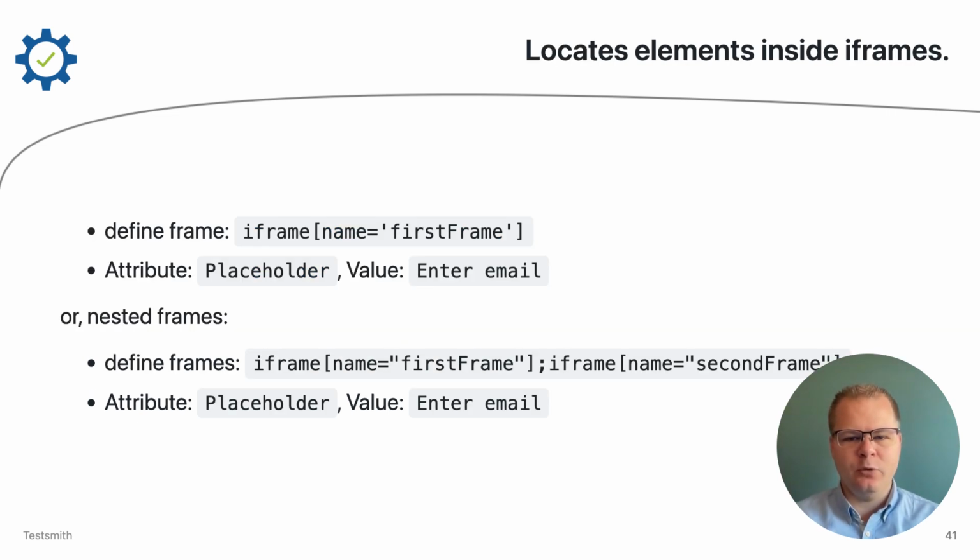Finally, let's talk about locating elements within frames or iFrames. First, you'll need to define the frame using INGenious Studio's frame specifier. For example, iFrame with the name firstFrame. Then we can just specify the attribute placeholder and value enter email. For nested frames, simply define multiple frames in order, like this: iFrame with the name first frame; iFrame with the name second frame. This ensures you can interact with elements inside deeply nested frames.